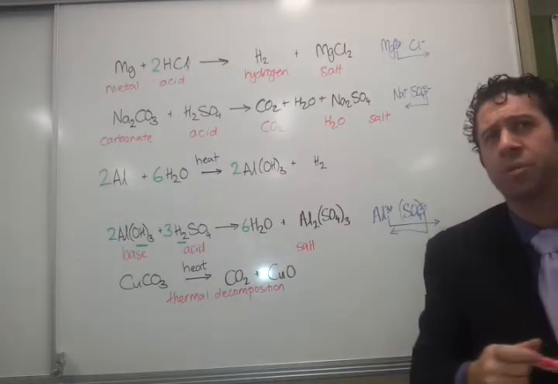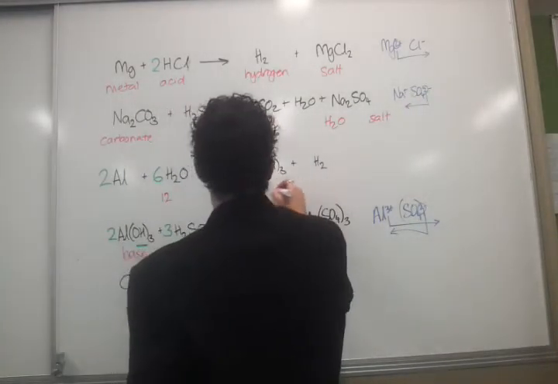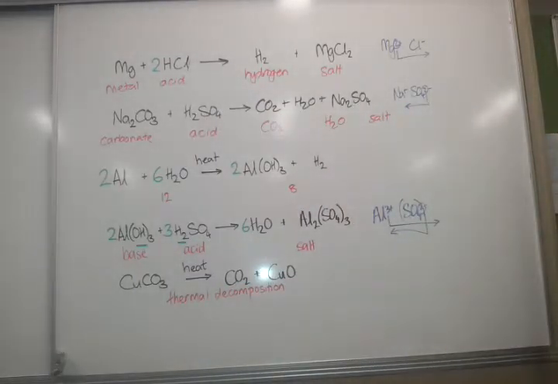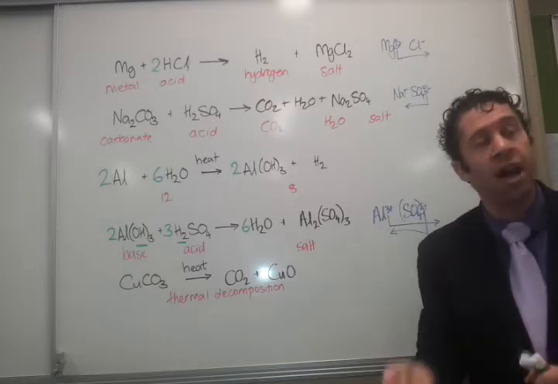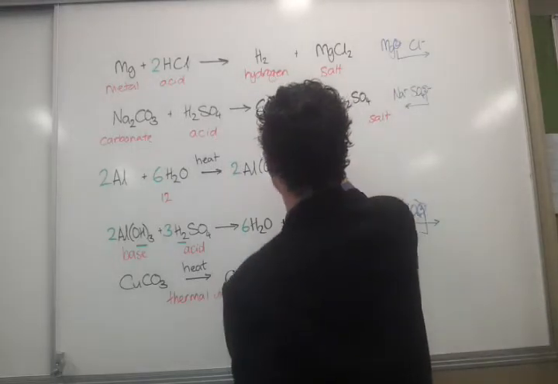So I'm just going to do a little bit of a tally sheet down here. This is just for the hydrogens. At the moment I've got 12 on the left and 8 on the right. So I'm going to need another 4, which means another 2 molecules of H2. So I'm going to need 3 of those.